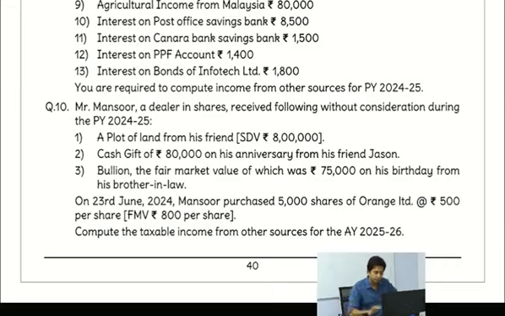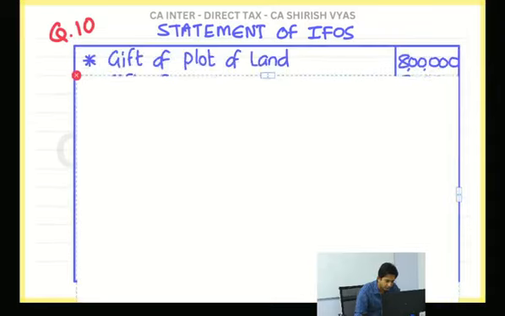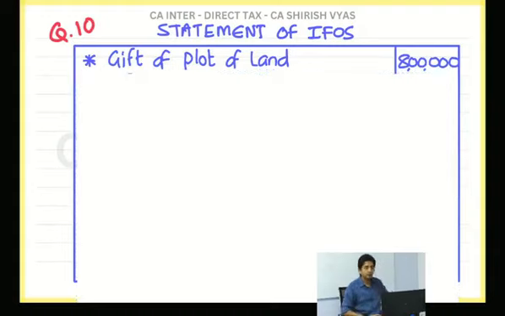So here it is gift. So see, my tone of answer is like this. Gift of blah blah blah, whatever it is. It is gift of plot of land. So 8 lakhs fully taxable because more than 50,000. Okay.